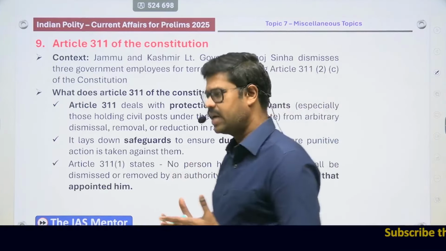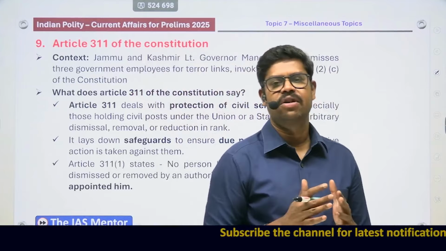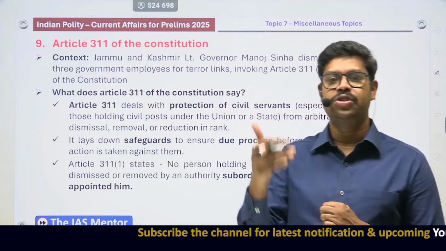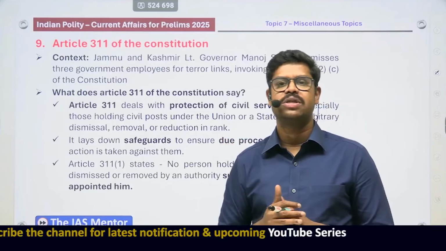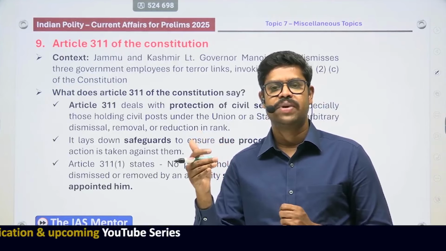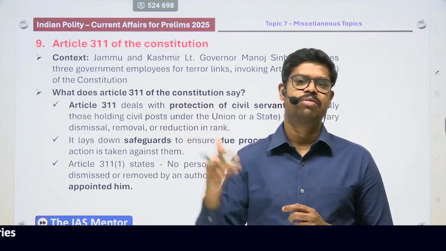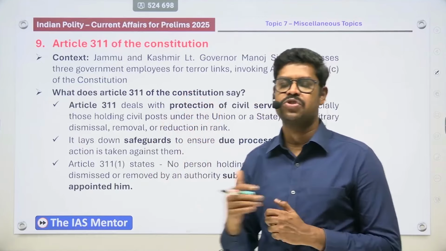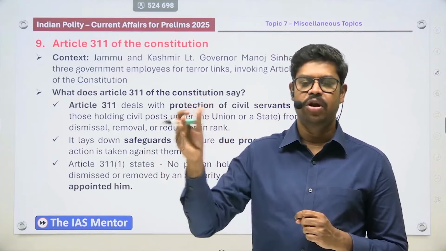Therefore, what is this Article 311 of the Constitution? Article 311 provides protection to government employees. What kind of protection? Article 311 makes it very clear: if any government employee is to be removed or dismissed from the service, they cannot be removed by any authority who is subordinate to the appointing authority.